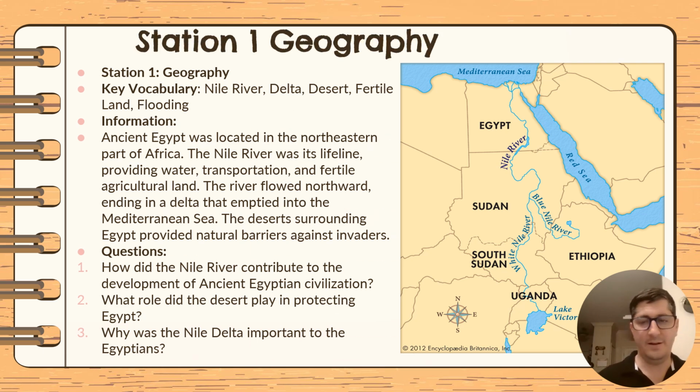However, other times I have a graphic organizer where students fill in the vocabulary, have a little bit of information, and then questions students can answer as a group. As we see, the Nile River was quite important because of water, transportation, and fertile agricultural land. And as they're going through this, they're filling out their graphic organizer, answering these questions, and discussing them with their peer group. And when they're done, we can discuss them as a group.